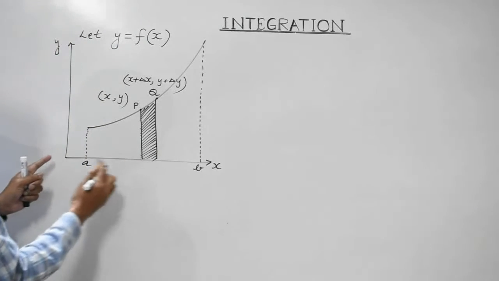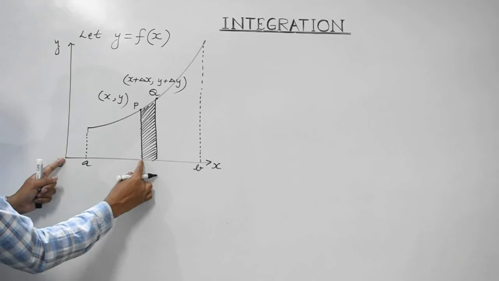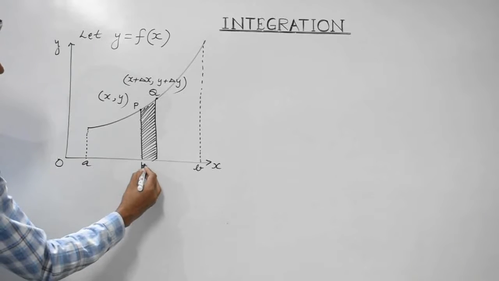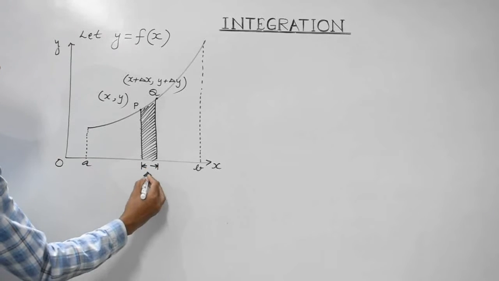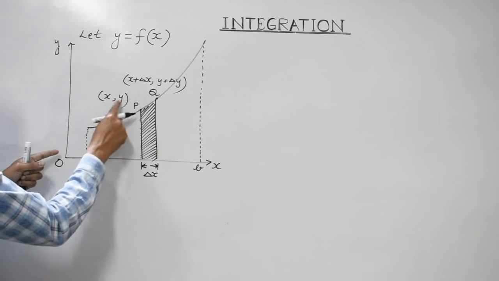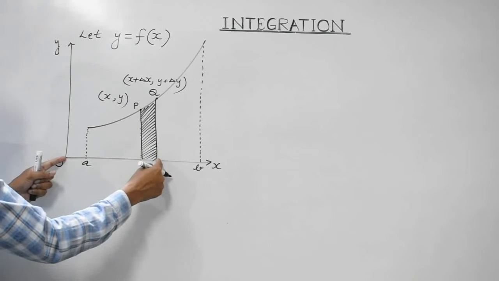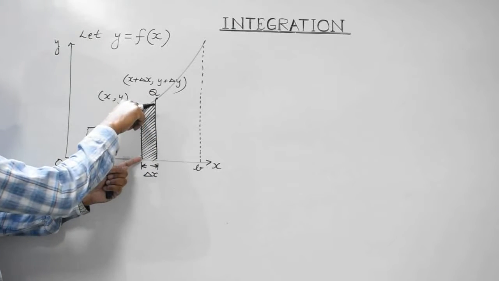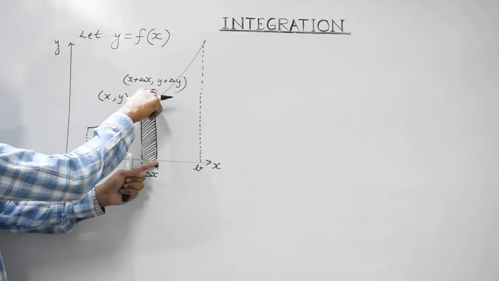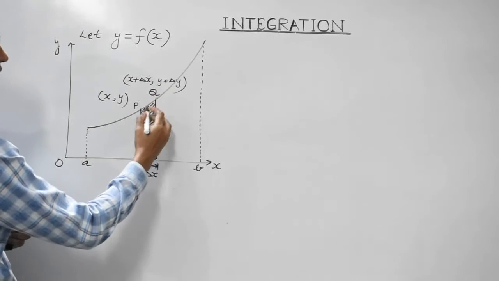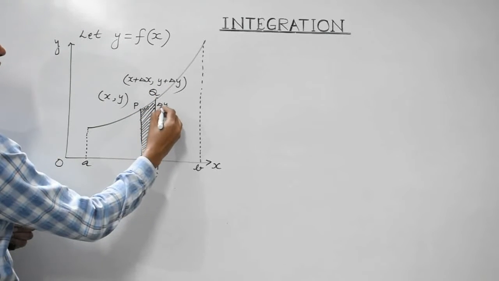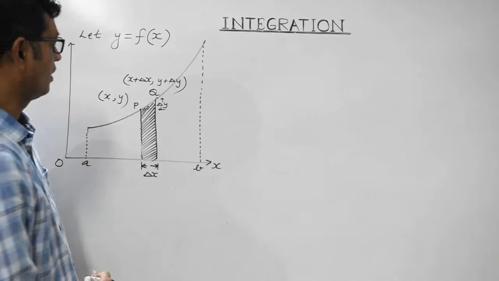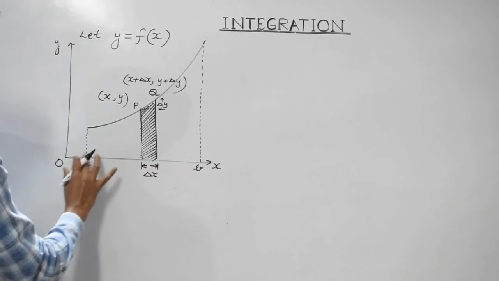Students, this is the origin. This distance is x, this distance is x plus del x. So what will be this distance then? It will be del x. Again I repeat, the coordinates over here are x, y. This is x, this is x plus del x, so this distance would be del x. Similarly, this is y, the vertical distance, and this is y plus del y. So this small distance would be del y. Am I clear? We need to find the area of this entire thing.